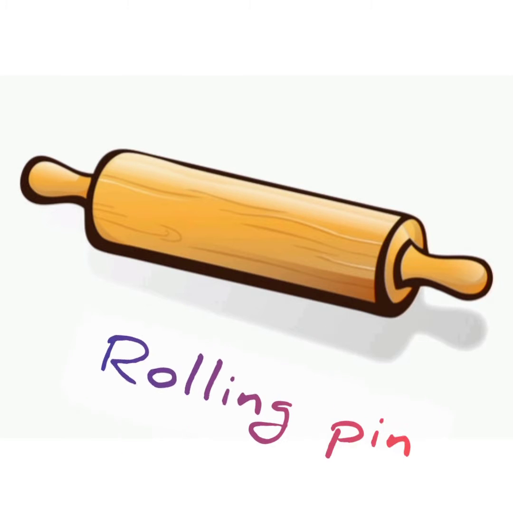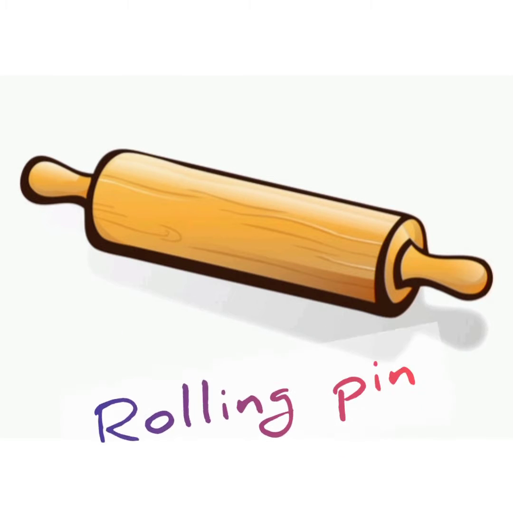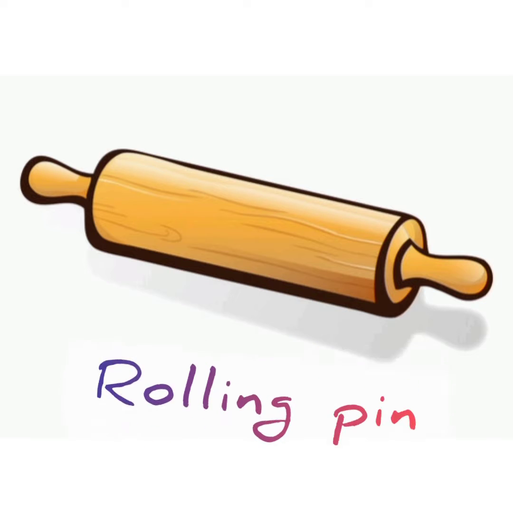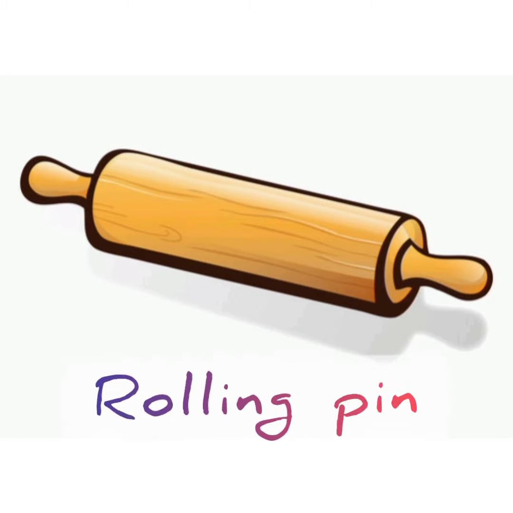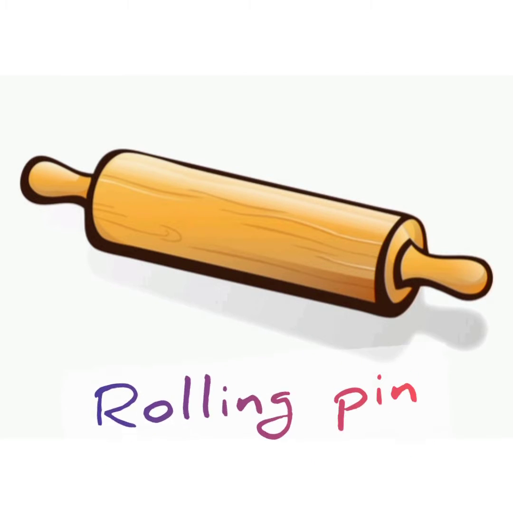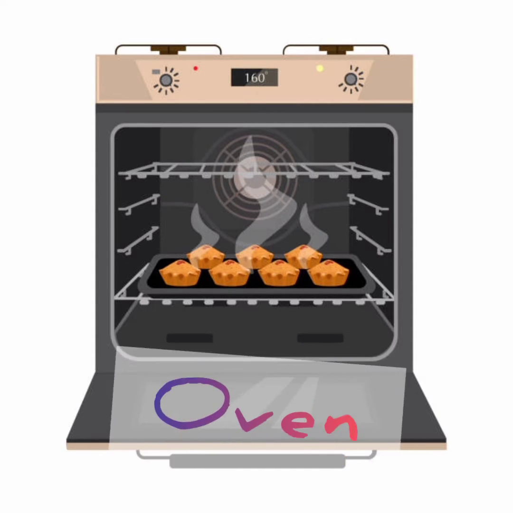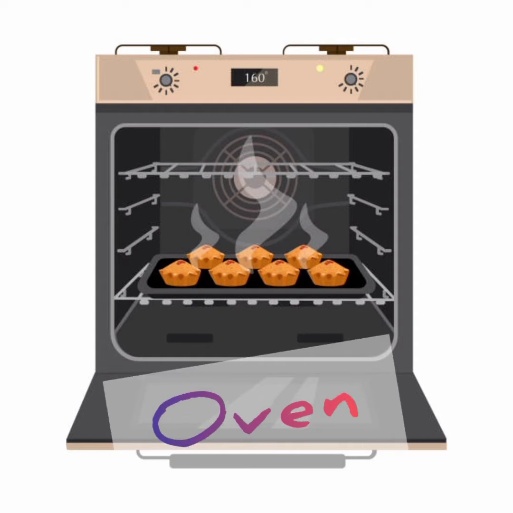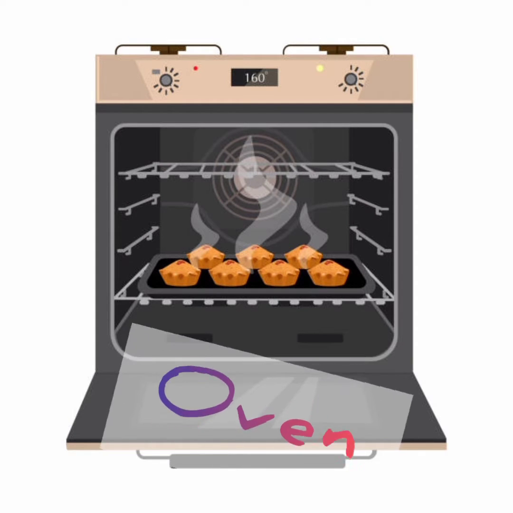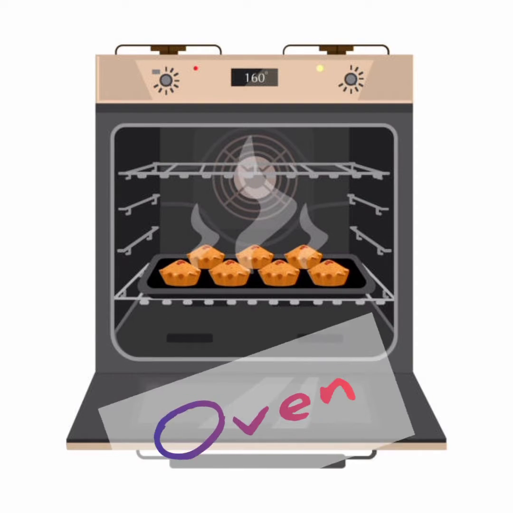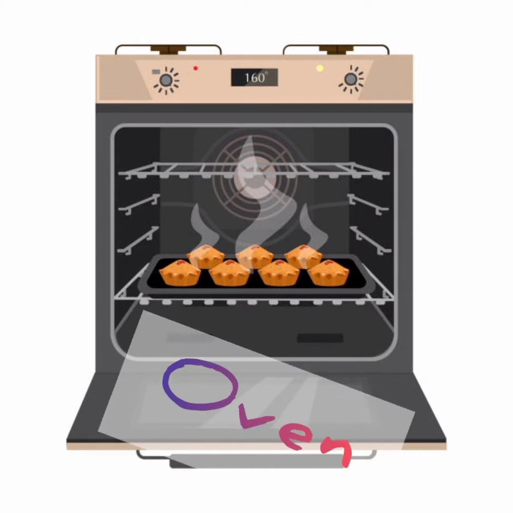Okay, we are starting. The first vocabulary is rolling pin. You can use a rolling pin for making loaves. Next is oven. This is an oven. You can use this oven for making muffins and cupcakes.